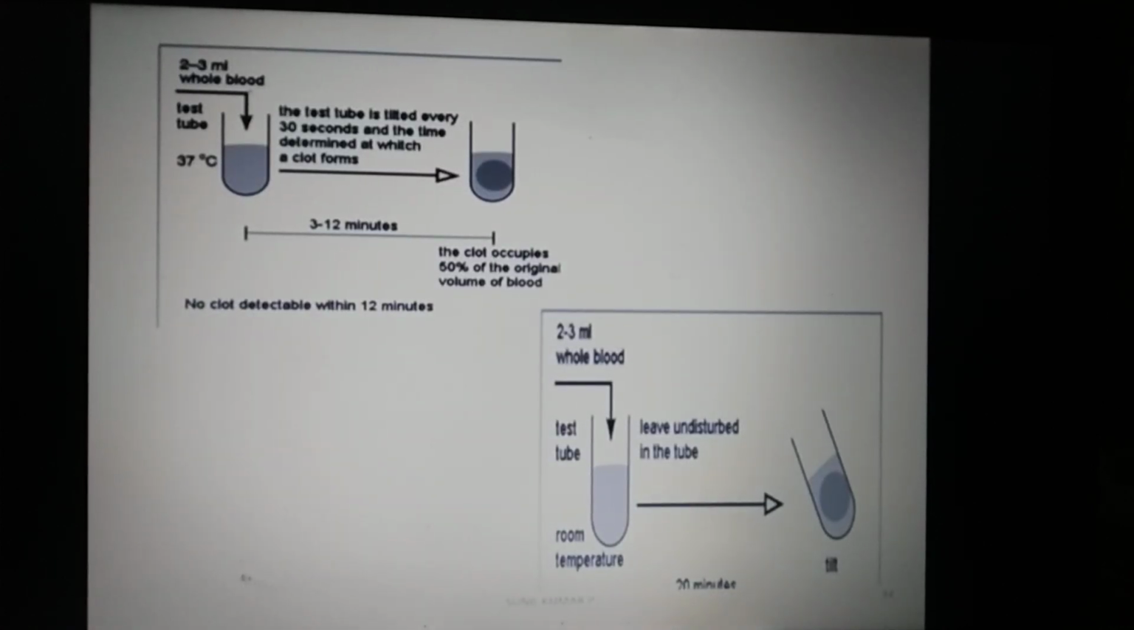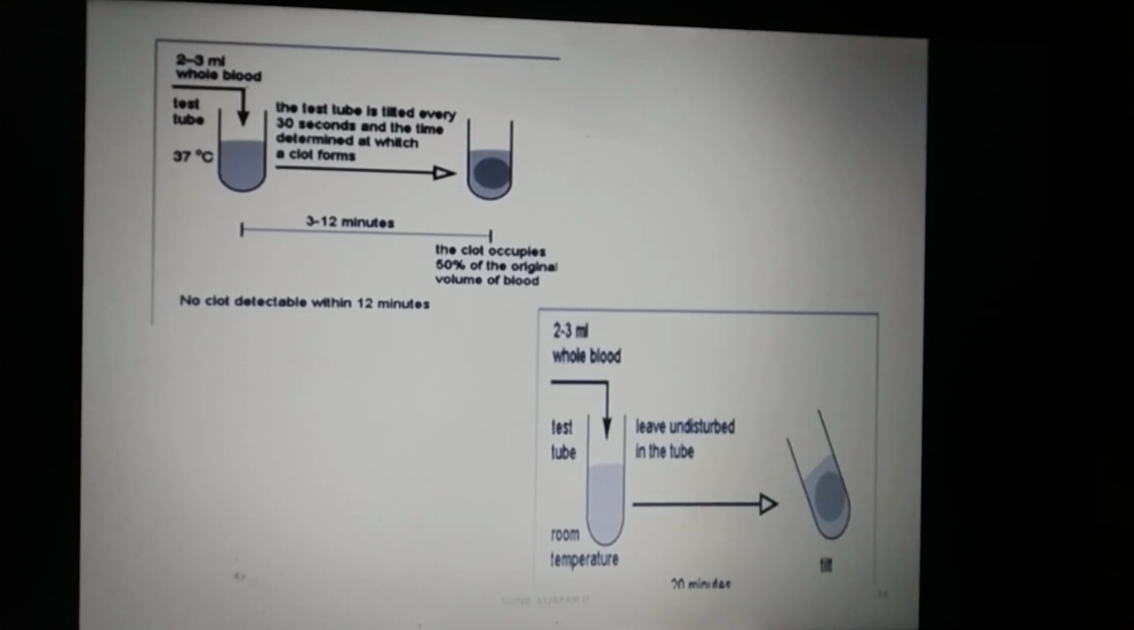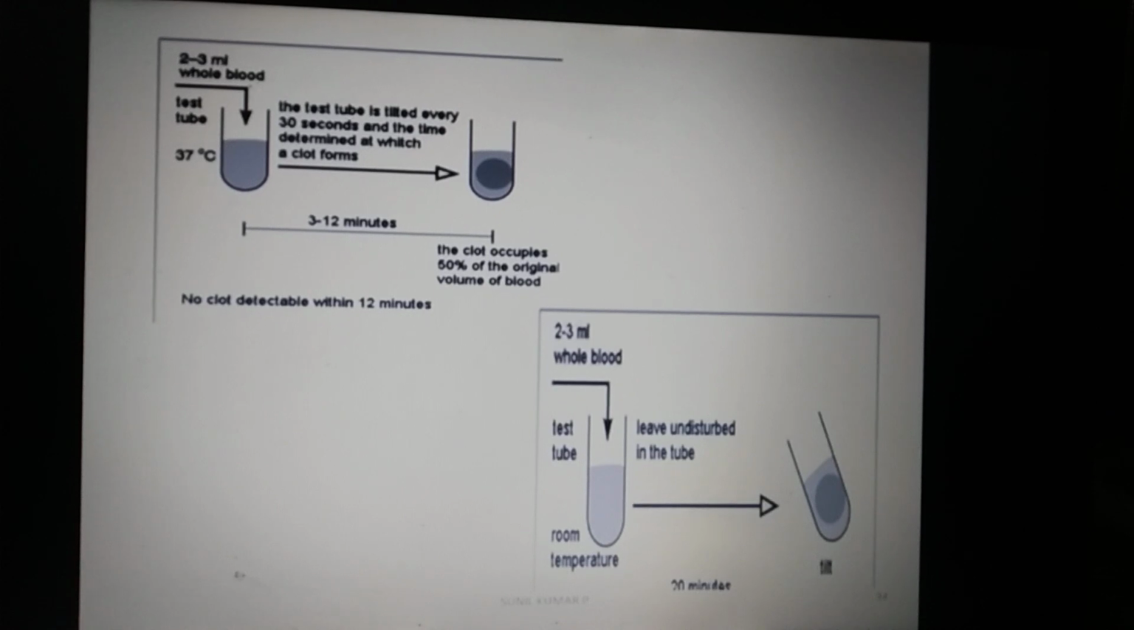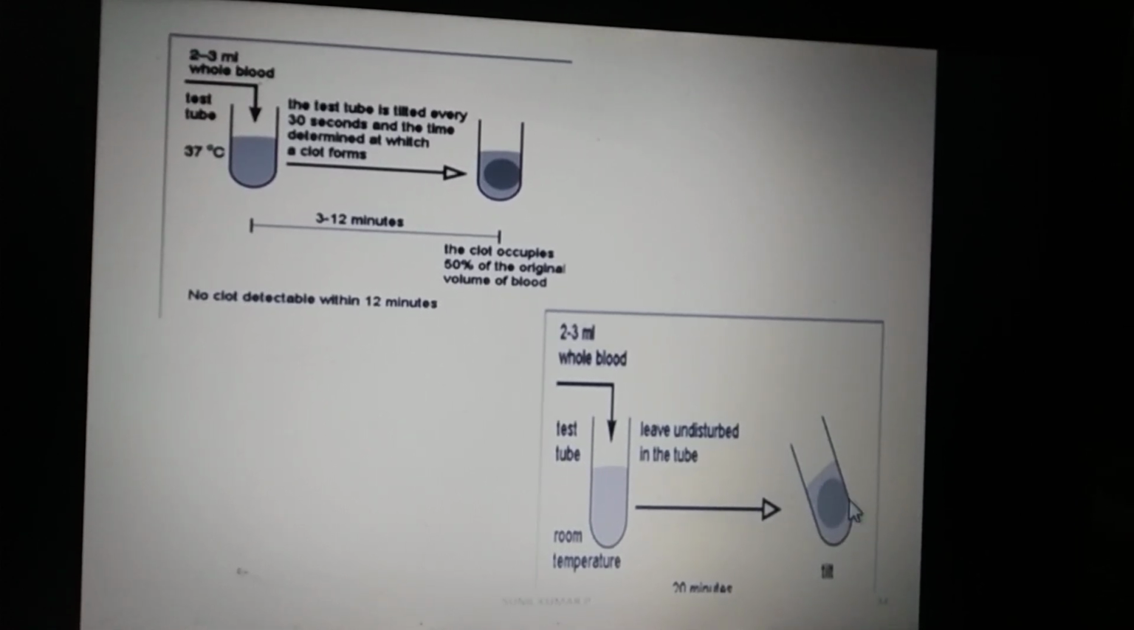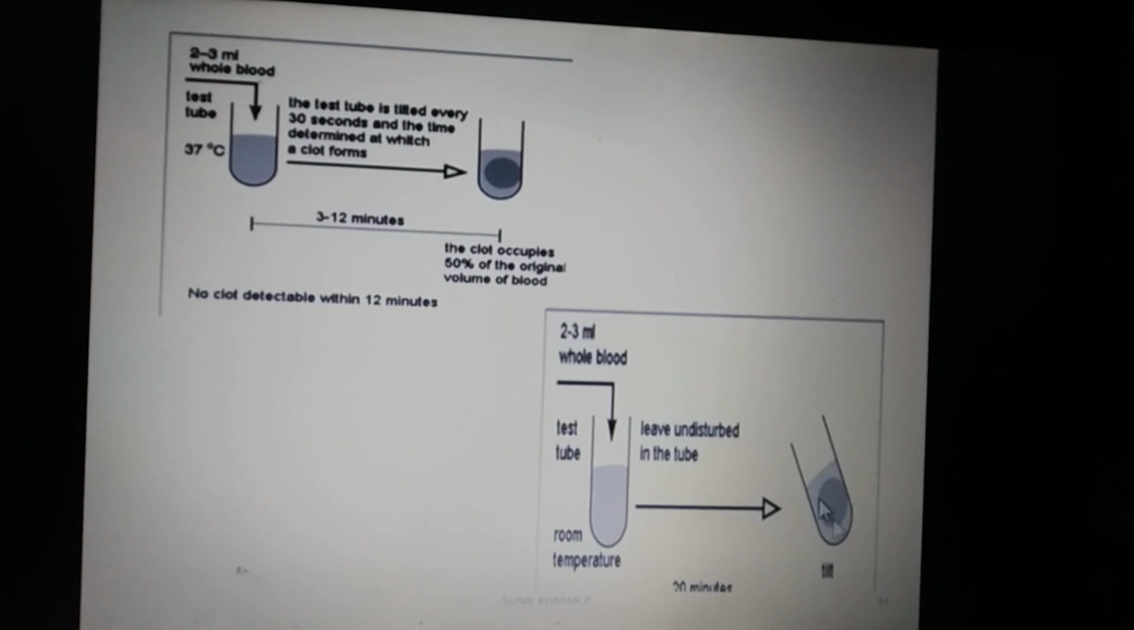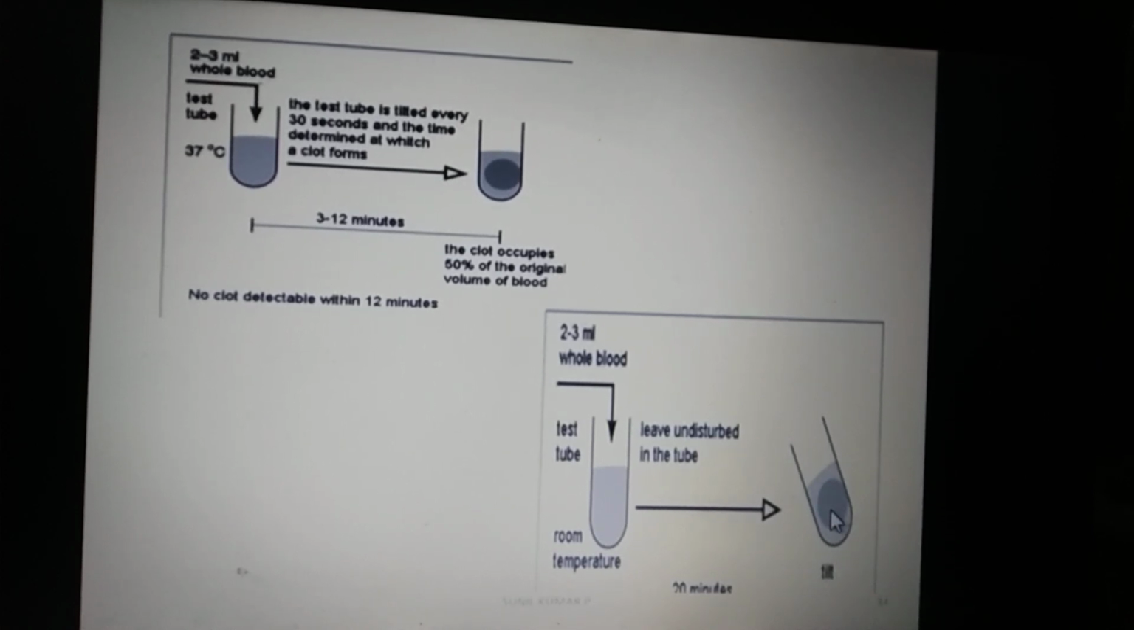In this picture, we can see the test tube, and in this picture, we can see the tube tilted to 45 degrees and there is a formation of clot.